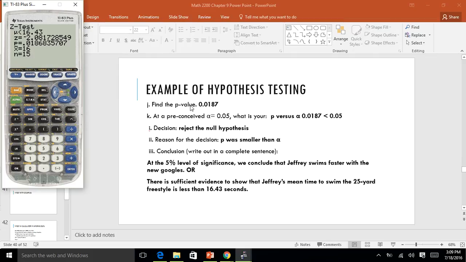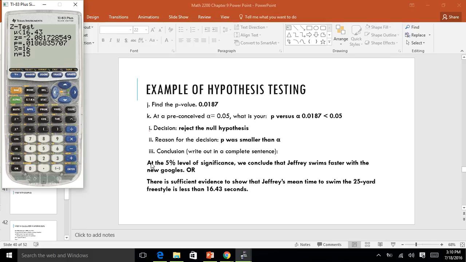Find your p-value. I got 0.01868, so I rounded up. At the preconceived level of significance of 0.05, what is your decision? I went up here and compared p versus alpha. 0.0187 is a lot less than 0.05. So because p is smaller than alpha, I have to reject my null. If I reject my null, that means I'm keeping my alternative.